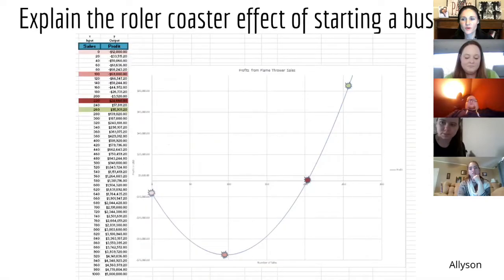Hey, Alan, can you explain the roller coaster effect of starting a business? Okay, so starting a business requires an initial investment of finances, time, and resources. At this point, it's all give and no take. Hence the roller coaster's downward slope. As product is made, the investment continues to deepen. It's not really until a certain number of products have been sold that the coaster takes an uphill climb.